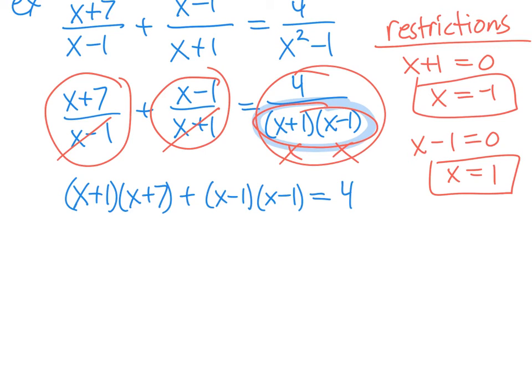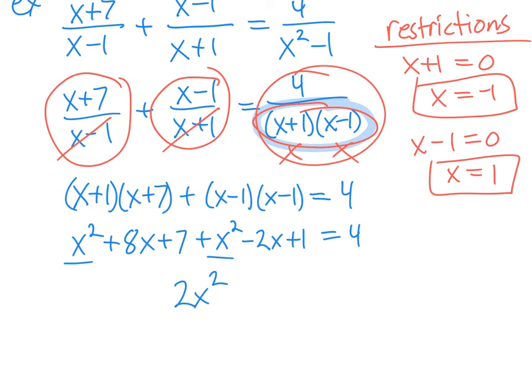Okay, so let's expand these binomials here. We've got x squared plus 1x plus 7x, so it's going to be 8x plus 7. Here we're going to have x squared minus x, so minus 2x plus 1 equals 4. I'm going to gather like terms. So x squared plus x squared is 2x squared. I've got 8x and a minus 2x, that's going to be 6x, and then I have a 7 and a 1, so that's going to be 8, equals 4. It's a quadratic equation.